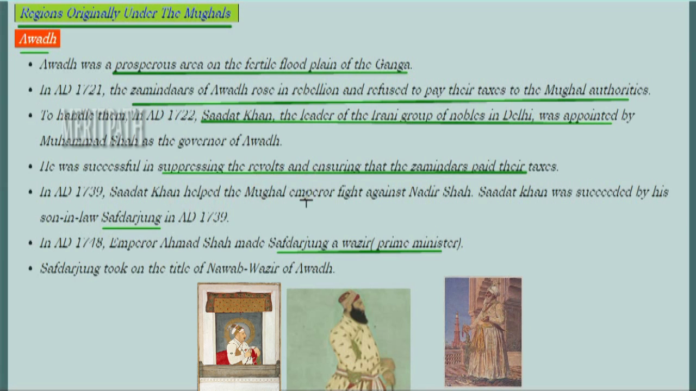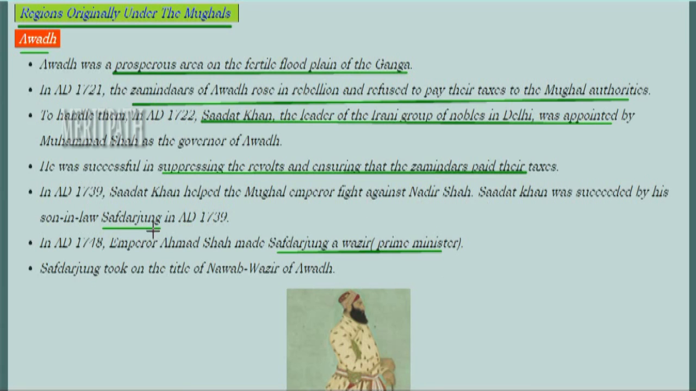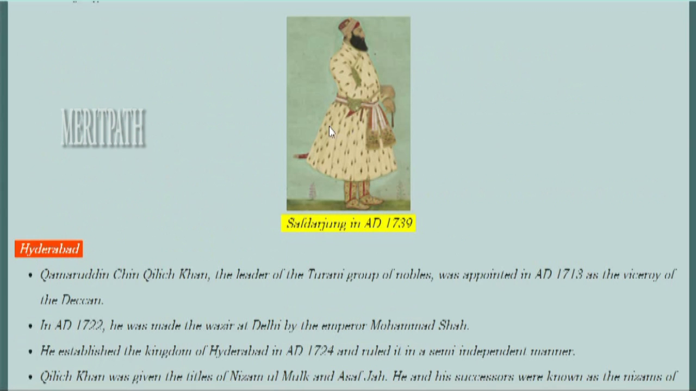Sadat Khan also helped the Mughal emperor to fight against Nadir Shah. He was succeeded by his son-in-law Safdarjung in 1739. In 1748 AD, Emperor Ahmad Shah made Safdarjung a Wazir, that is Prime Minister. Safdarjung took the title of Nawab Wazir of Awadh, that is Prime Minister of the Awadh region. This is the image of Safdarjung.